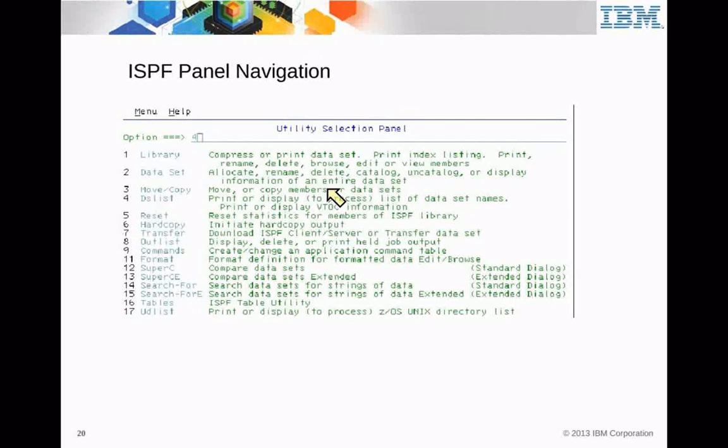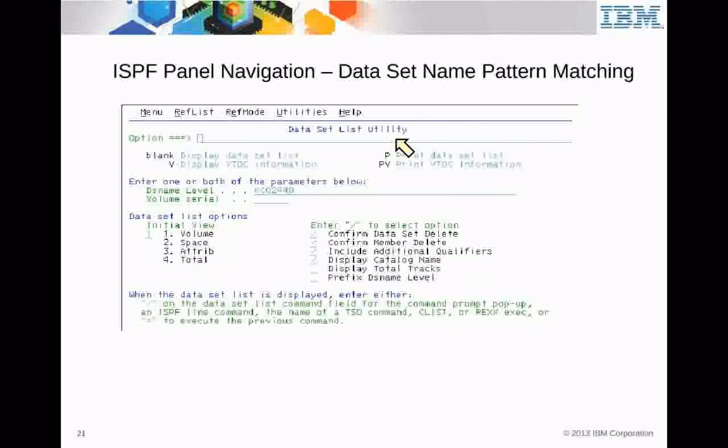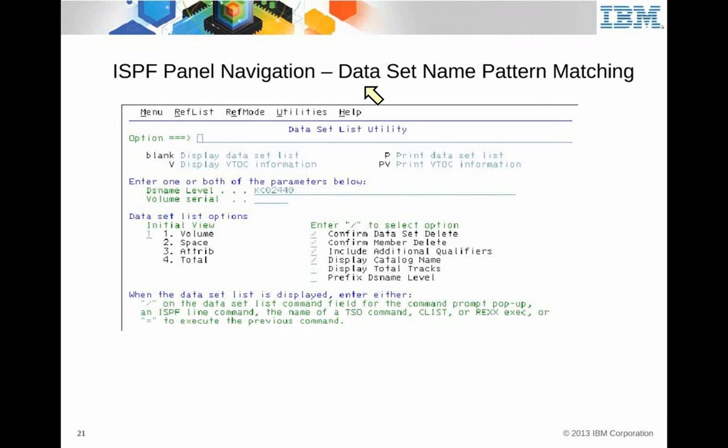So if you type in 4 and enter, it's going to take you to another screen, the Data Set List Utility screen. Now, I can tell you this Data Set List Utility screen gets used very, very heavily by experienced people. This one screen gets used most of the time. The reason is it lays out very nice lists. So what you get off this is data set name pattern matching.